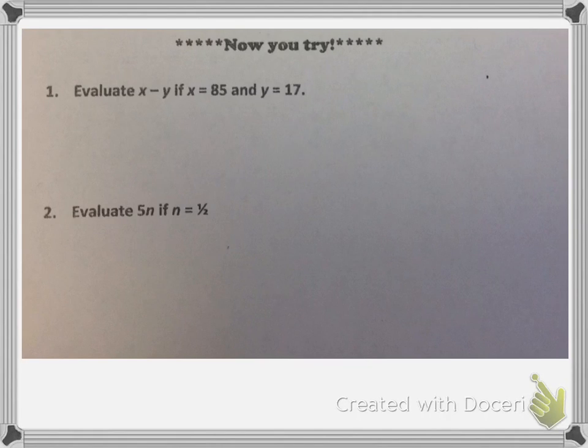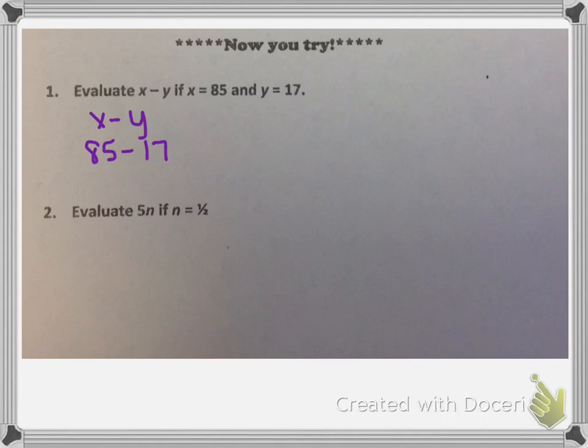The first one says, evaluate x minus y if x equals 85 and y equals 17. Well, my first step is going to be to rewrite the problem x minus y. That way I know exactly what I'm doing. And then I'm going to plug in the numbers I'm given for the variables. So if x equals 85, then where x is in our problem, I will write 85. So it's 85 minus whatever the value of y is. If the value of y is 17, then I'll plug 17 in where the y is, 85 minus 17.